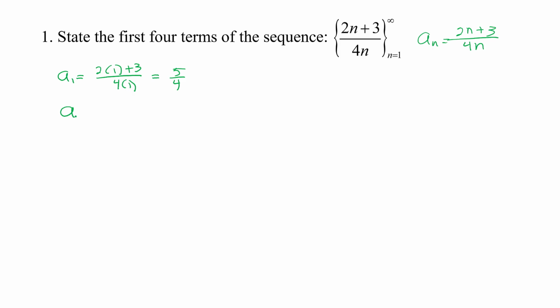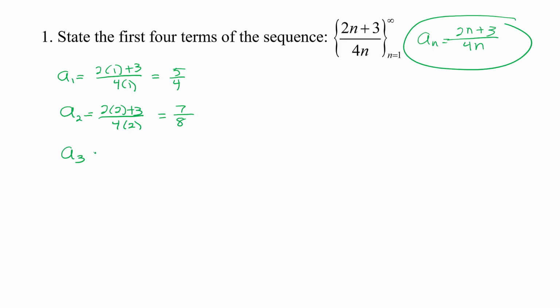Our second term, we set n equal to 2, and we have 2 times 2 plus 3 over 4 times 2. We simplify to get 7/8, it looks like. And then we move on to a sub 3, where n is equal to 3 in our general formula here. And we have 2 times 3 plus 3 over 4 times 3, which simplifies to 9 over 12.